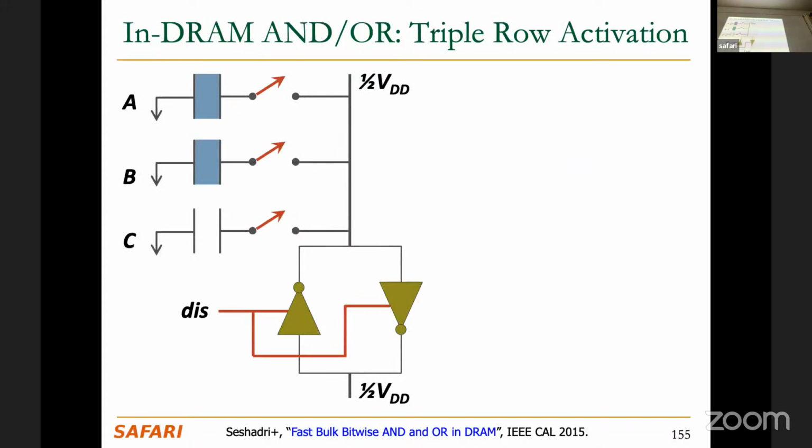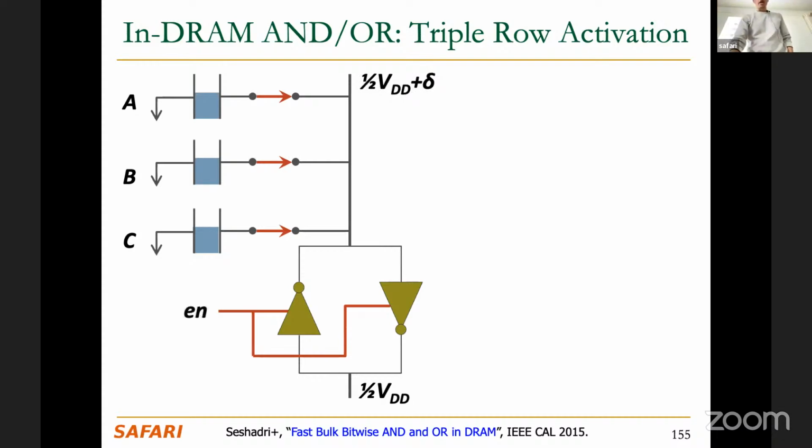Imagine that we have 3 rows inside the same subarray. Now here we are representing only 3 cells, A, B, and C, in different rows. These 3 cells are connected to the same bit line, right? And hence connected to the same sense amplifier that we have here. Notice that the capacitors of these 3 cells, 2 of them are charged. The third one is fully discharged. If we activate the 3 rows at the same time, what happens is that the 3 cells start sharing their charge with the bit line, and this causes a perturbation in the bit line represented by this delta that you see there.